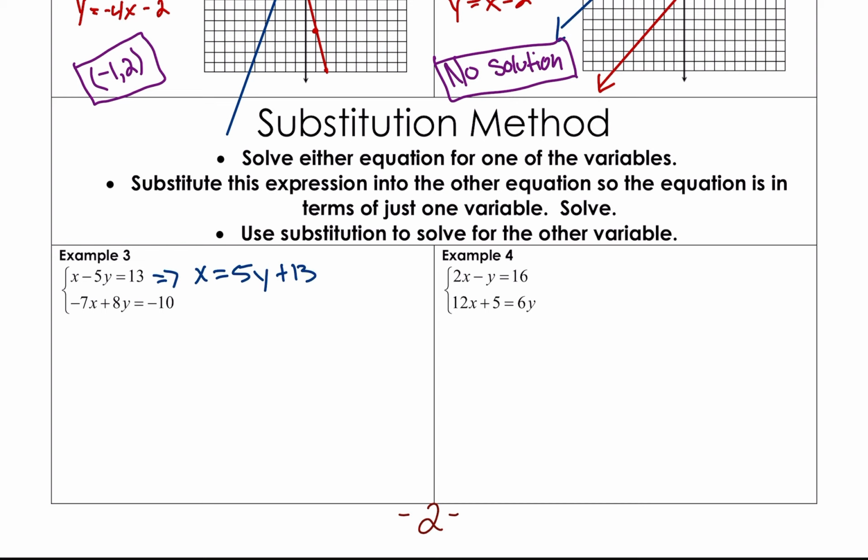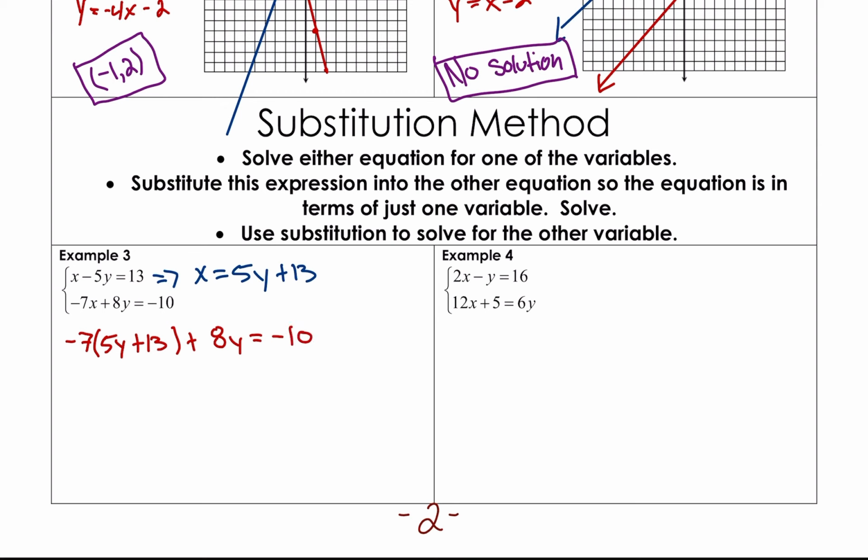Now, I'm going to take this equation and plug it into my second equation. So in other words, I'm going to rewrite this second equation, -7 times x, but instead of putting x there, I'm going to put what x is equal to. x is equal to 5y plus 13. So -7 times (5y plus 13) plus 8y is equal to -10.